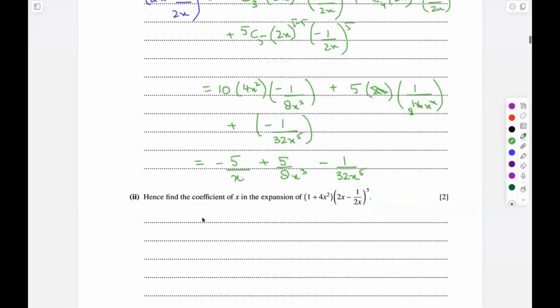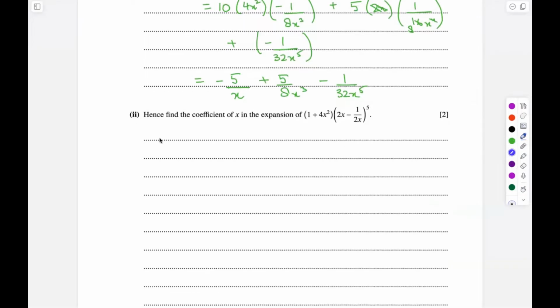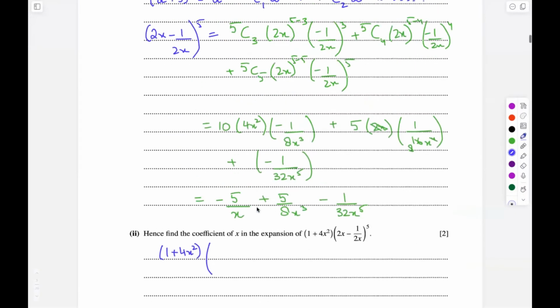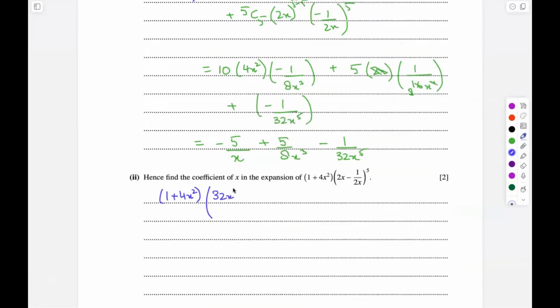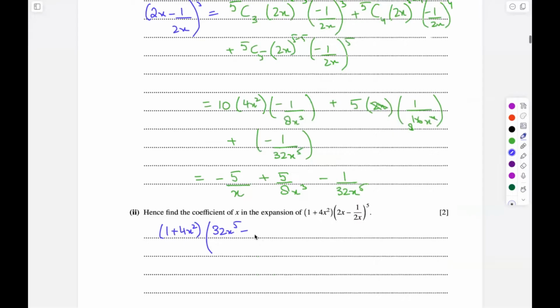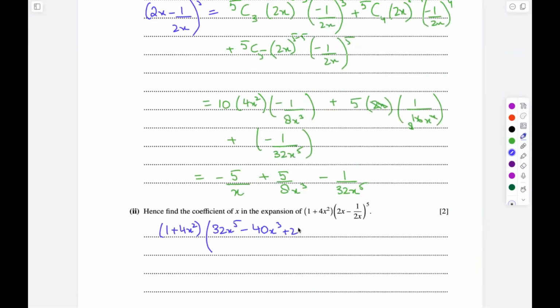Now, once we have the expansion in part 2, it says, hence find the coefficient of x in the expansion of 1 plus 4x squared multiplied by 2x minus 1 upon 2x to the power 5. So first we can write the complete expansion of this expression, 2x minus 1 upon 2x. So this was 32x to the power 5 minus 40x cubed plus 20x. And then the next terms were minus 5 upon x plus 5 upon 8x cubed and minus 1 upon 32x to the power 5.